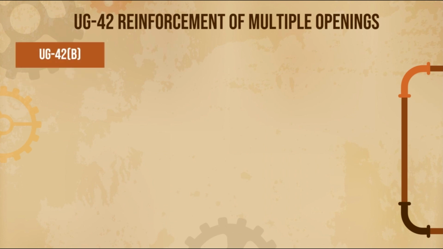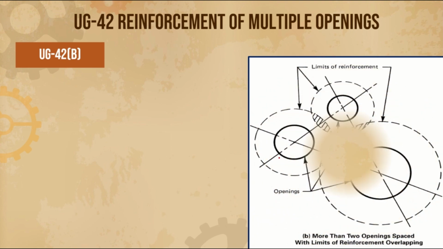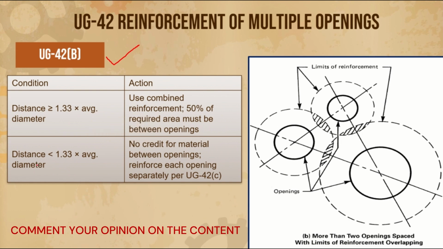So this UG-42(b) clause applies when there are three or more openings that are close enough that their reinforcement zones overlap. If there are any three or more openings where the limits of reinforcement overlap each other, then we need to follow UG-42(b), guys. This UG-42(b) has two conditions. These are the two conditions, guys.